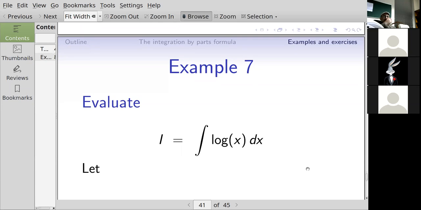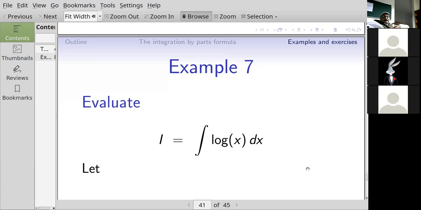Okay, so let's say we want to... I can't think of a substitution that works. So the other choice would be, let's try integration by parts. Okay. So what are my choices here?